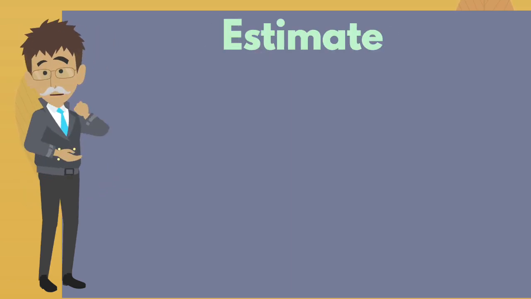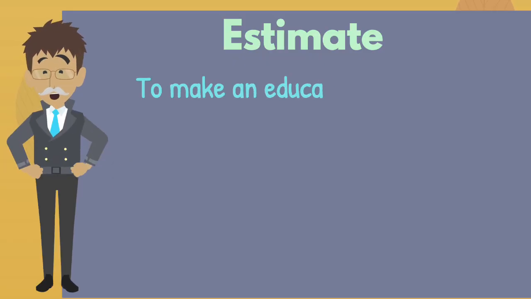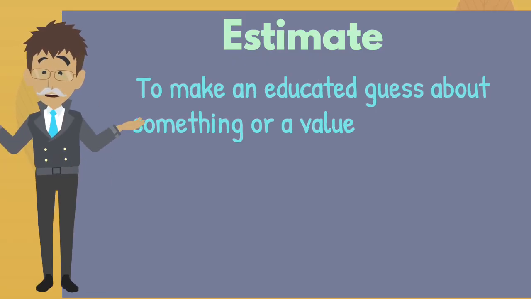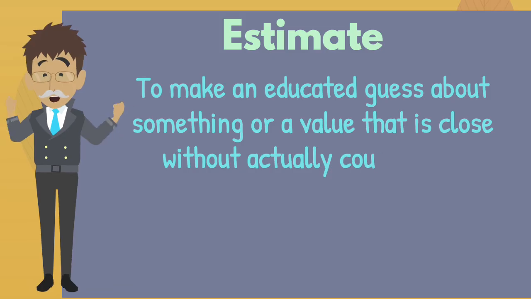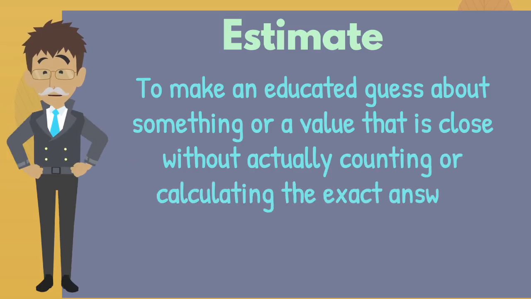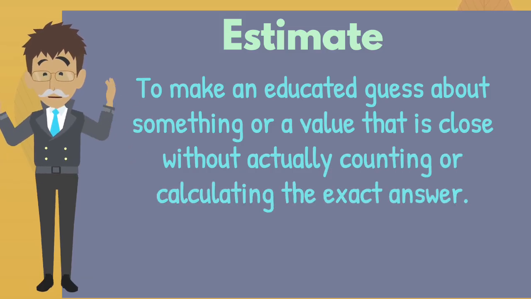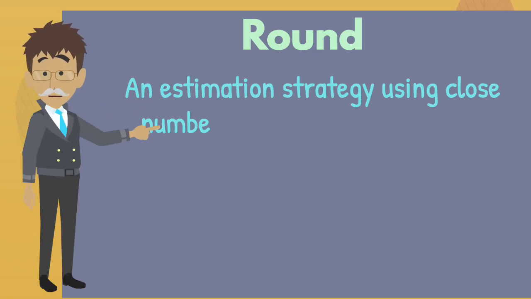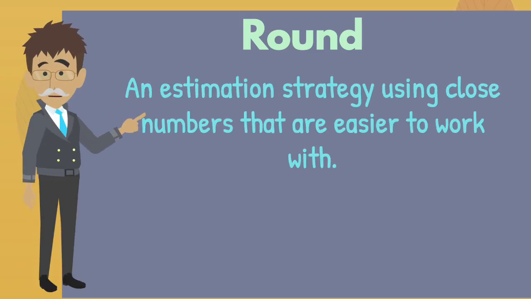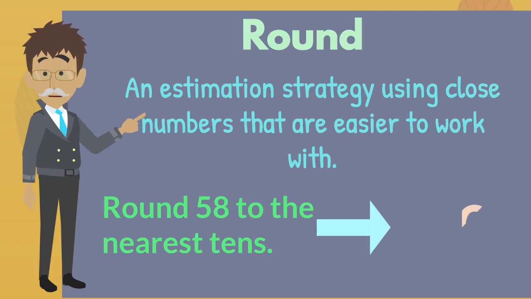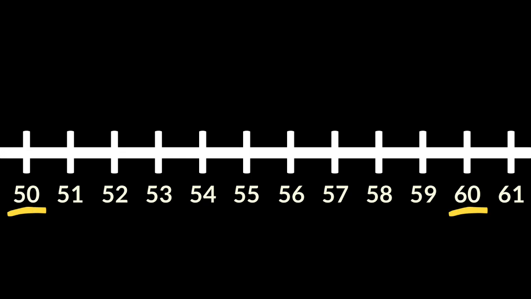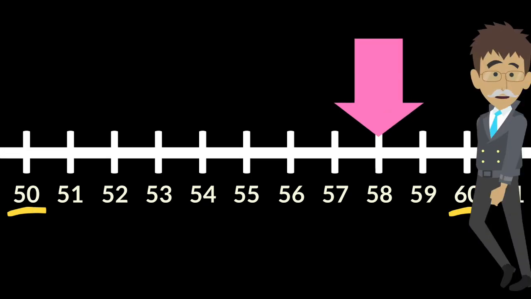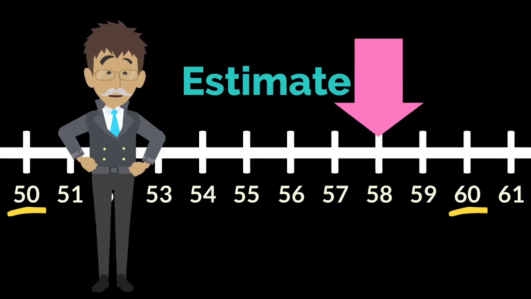Estimate, to make an educated guess about something or a value that is close without actually counting or calculating the exact answer. Round, an estimation strategy using close numbers that are easier to work with. For example, if we round 58 to the nearest tens, we get 60. When we look at the numbers between 50 and 60, 58 is closer to 60. Rounding helps us estimate or work with easier numbers.